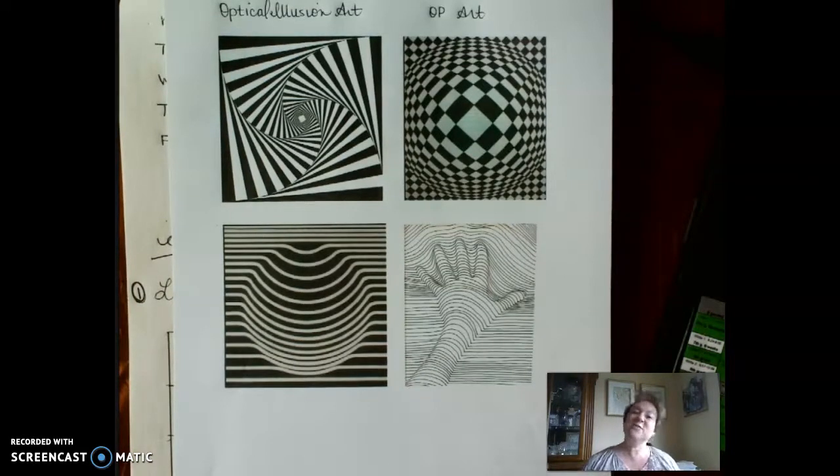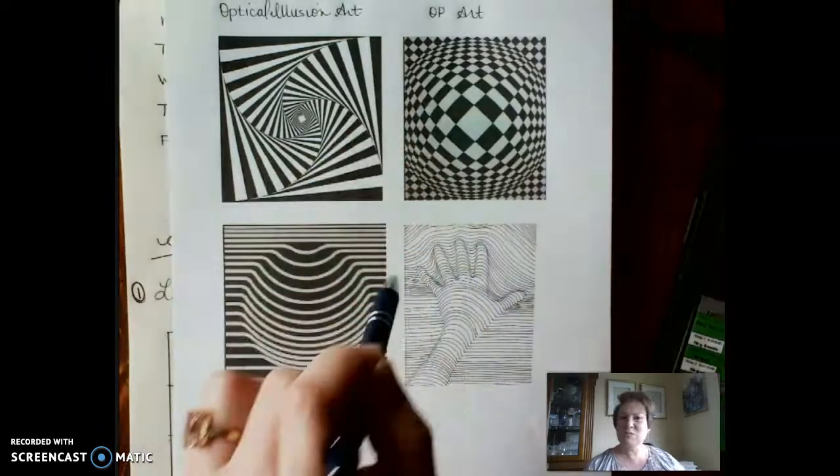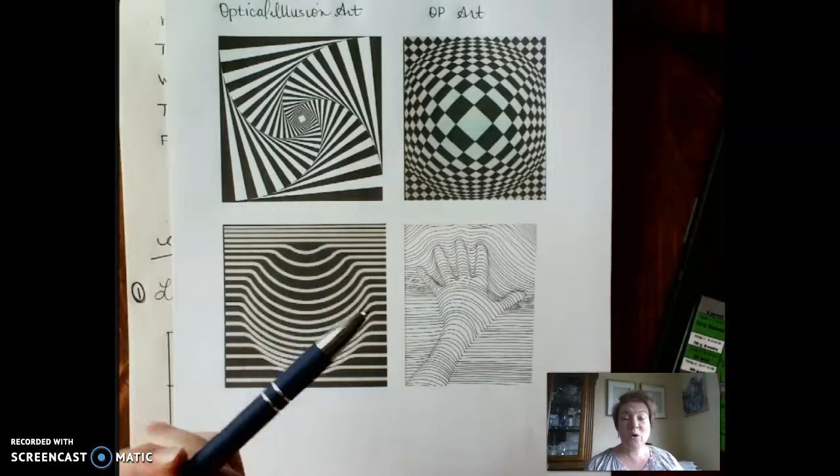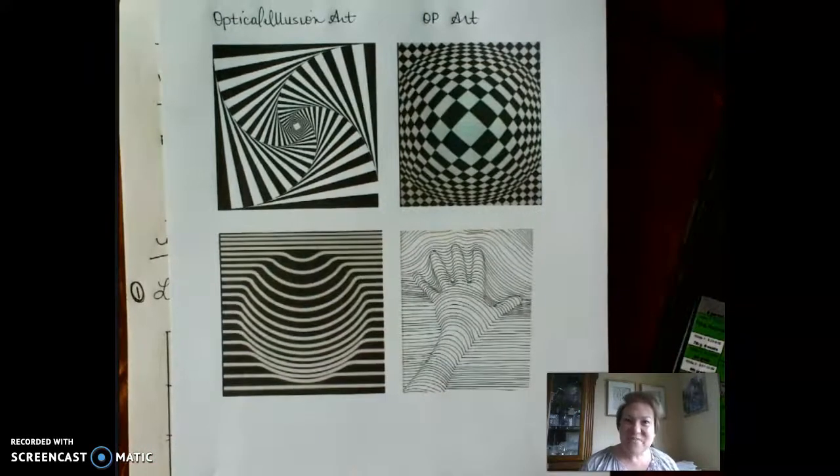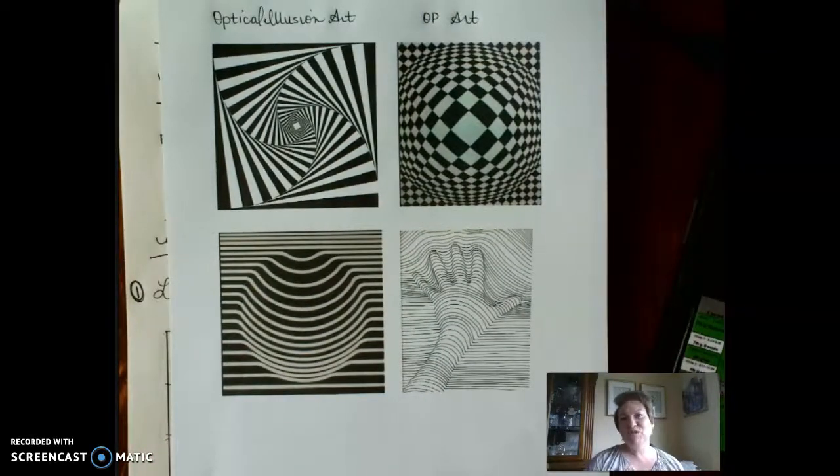Okay, so you've got those 4 options: the maze, the impossible pictures like M.C. Escher, or an optical illusion just with your hand and a ruler, or an optical illusion on the computer. All of them are going to do the same thing. It's going to create this visual flow using lines.